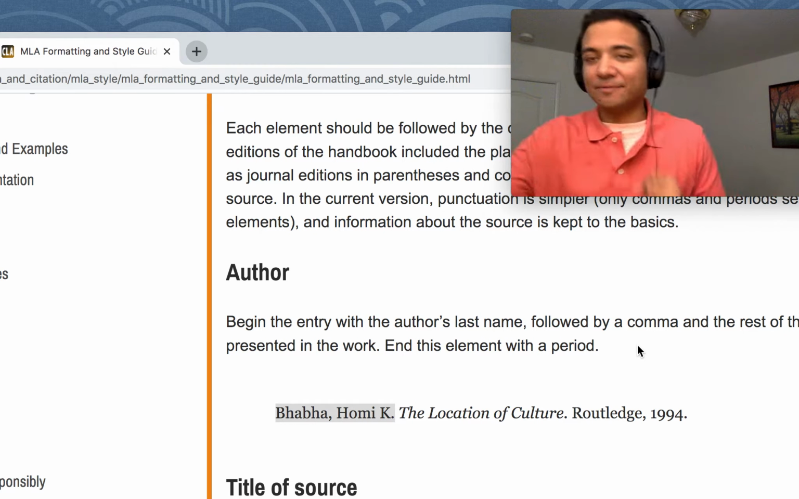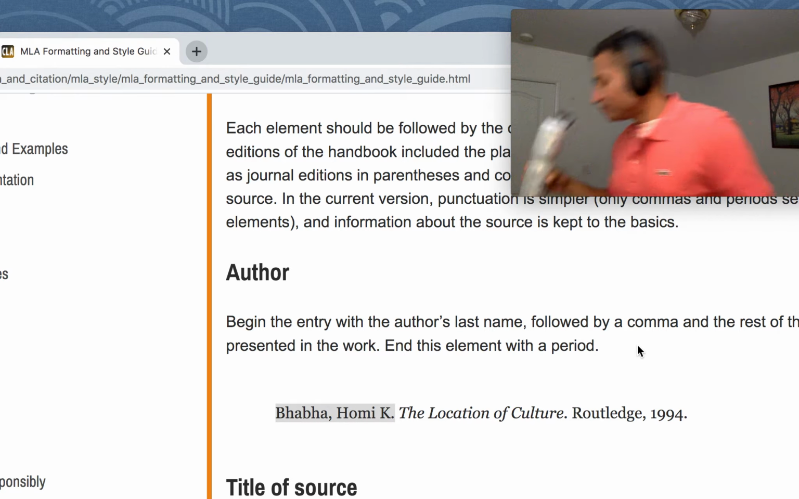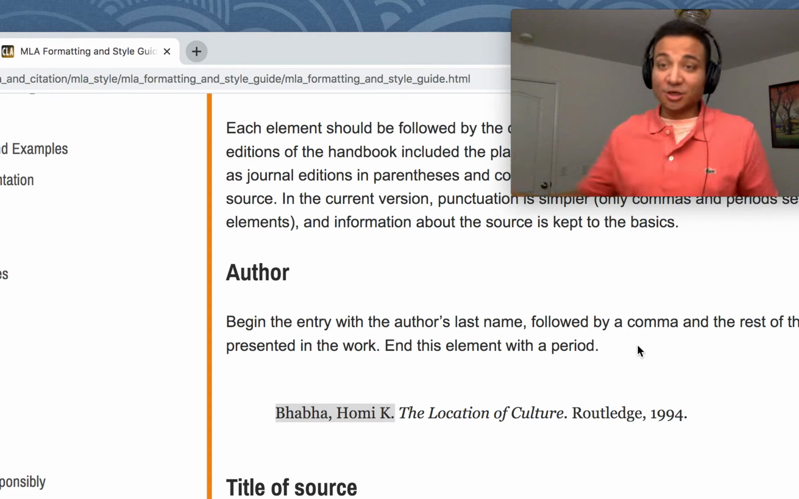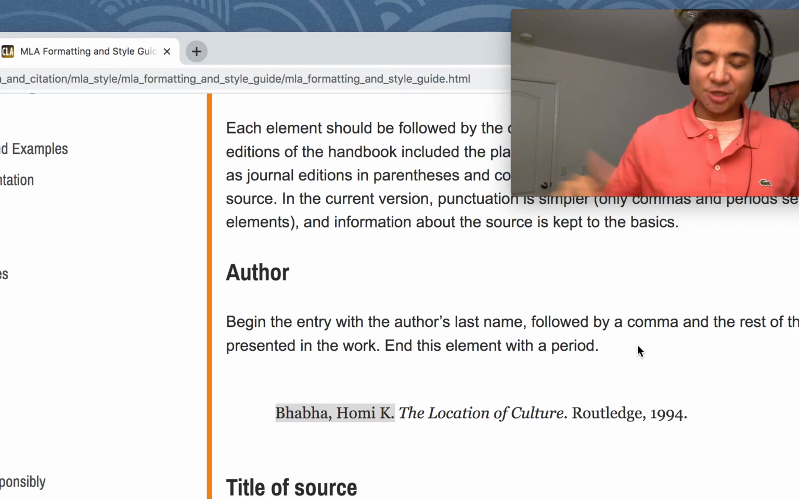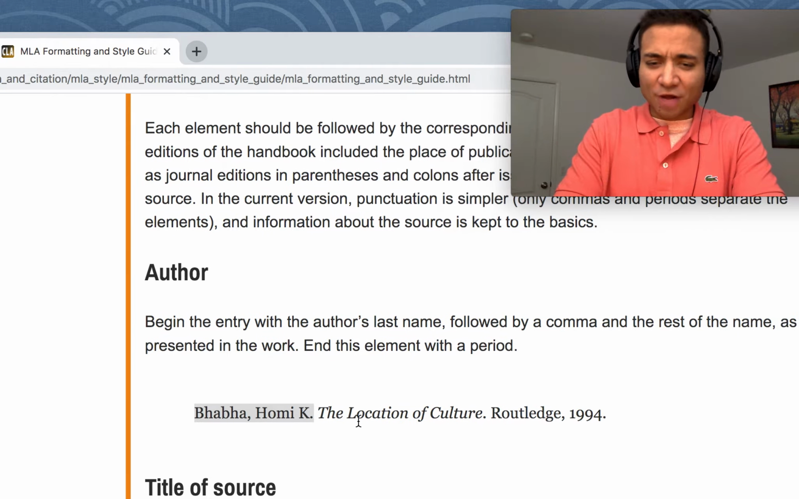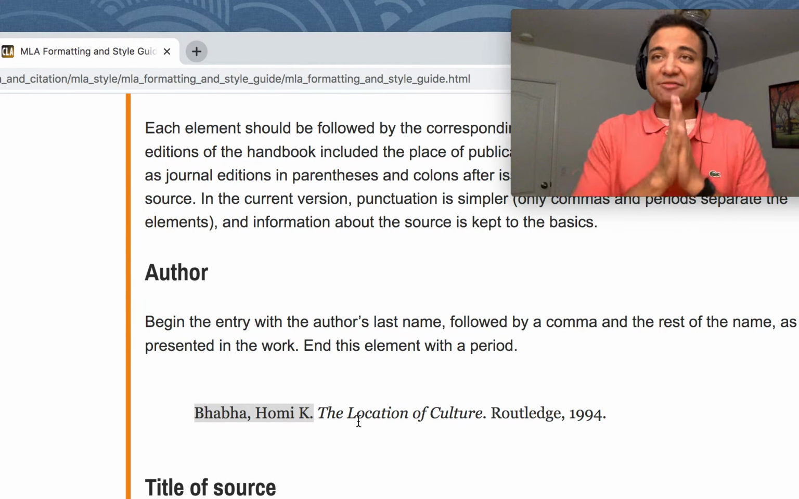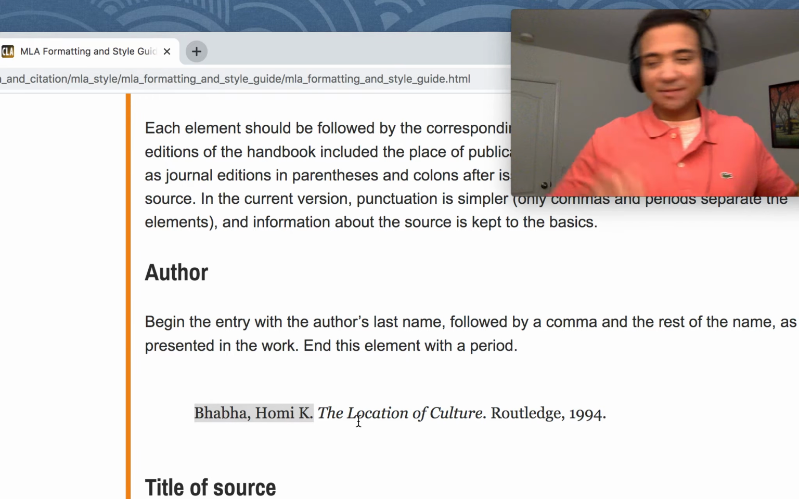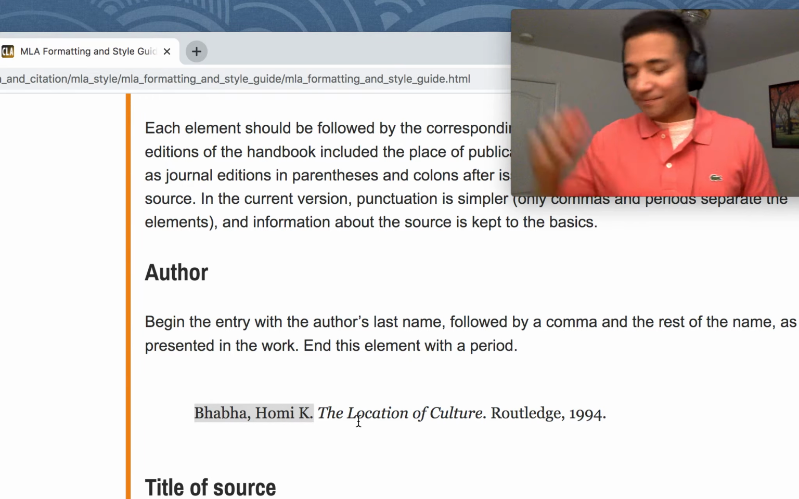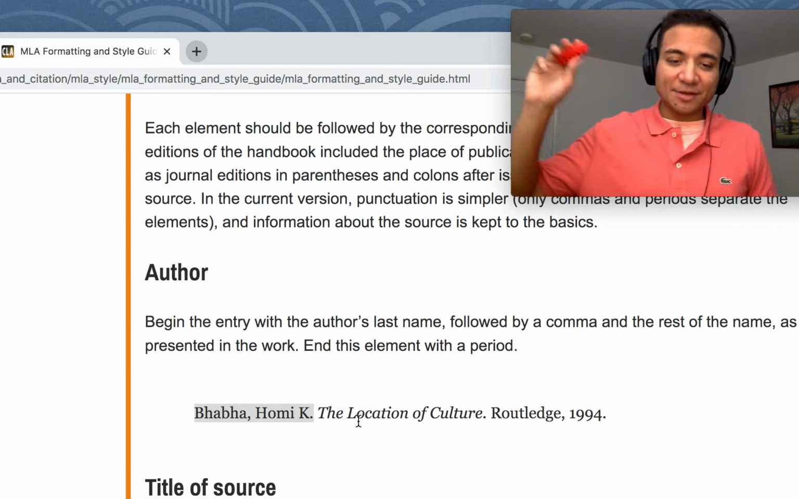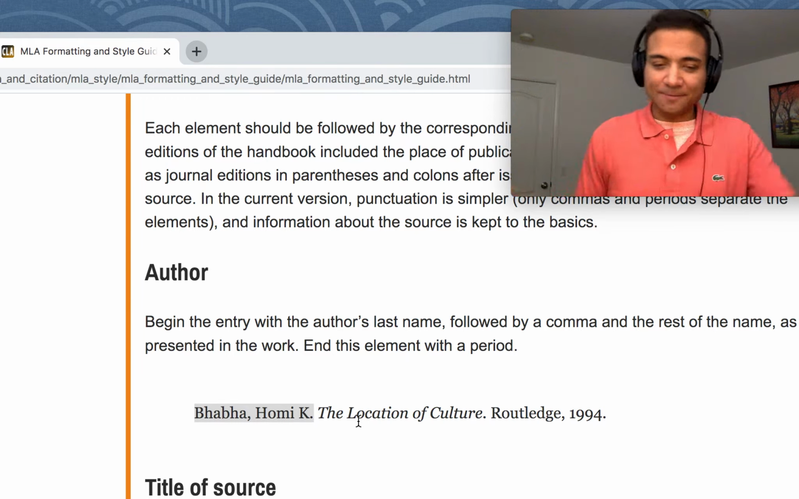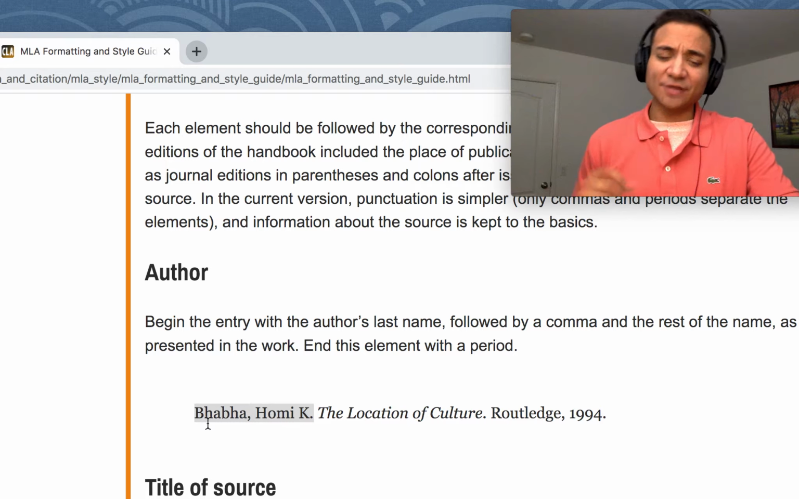And we learned about when to underline and italicize, when to use quotation marks. Okay, author. Okay, so when we have an author's last name, we start by their last name and then comma first name. So Bhabha, comma, Homi, right? Homi, K. So that's how we do the author. So last name, comma, first name.